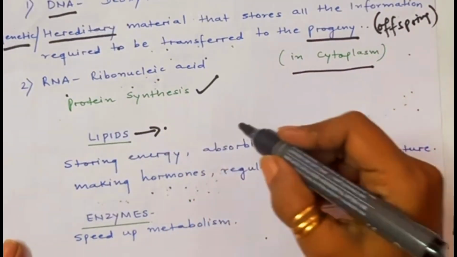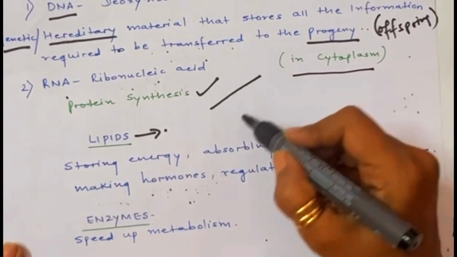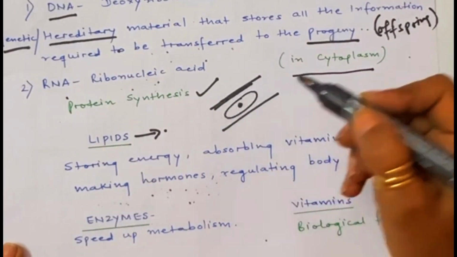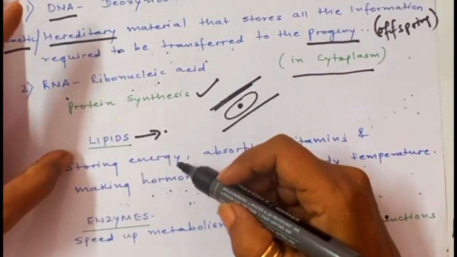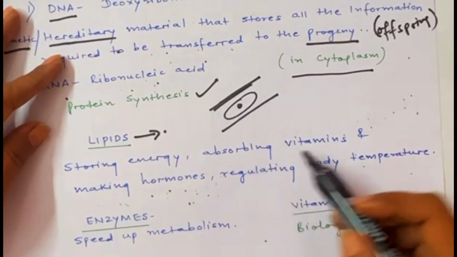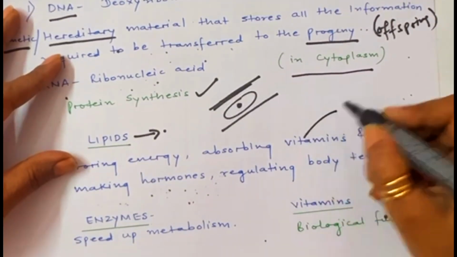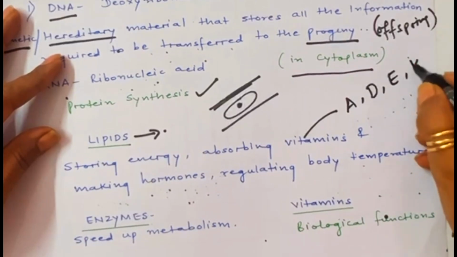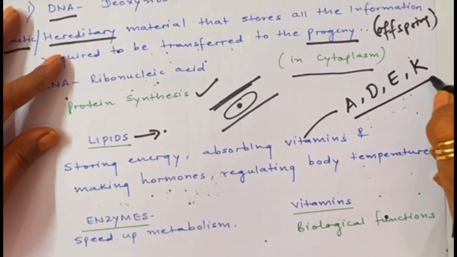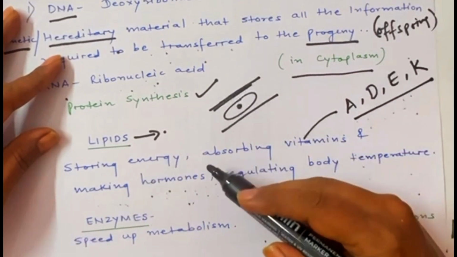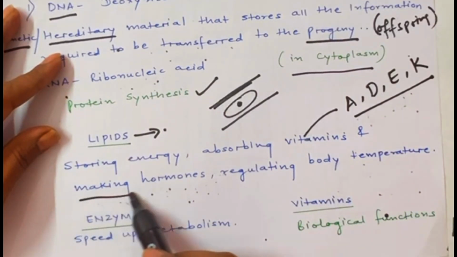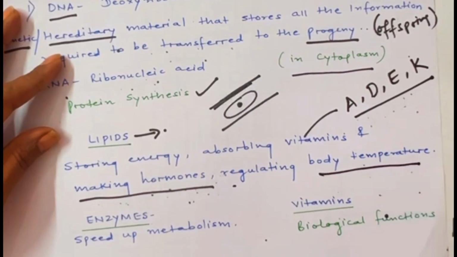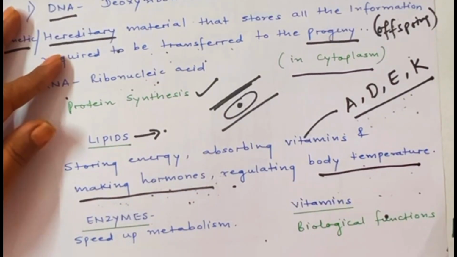Lipids, as I told you last time, are present under the skin and also in the adipose tissues. They are used for storing energy and absorbing fat-soluble vitamins: vitamin A, vitamin D, vitamin E, vitamin K. These vitamins will be absorbed only in the presence of lipids. Also, certain lipids are used for making hormones and for maintaining body temperature as an insulating substance.